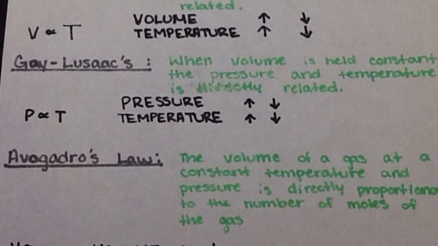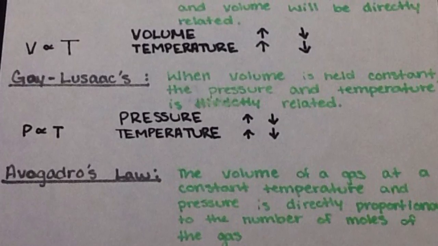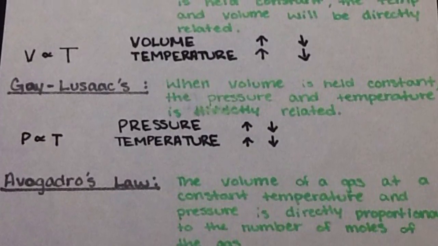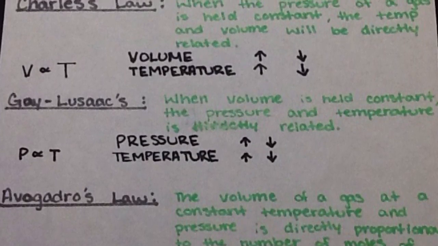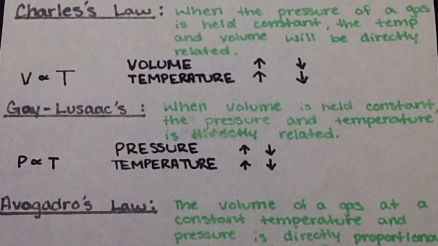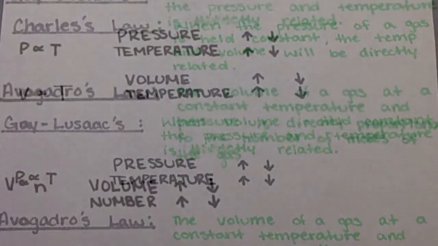Gay-Lussac's law has the same concept as Charles's law, except instead of pressure being held constant, it's volume. So in Gay-Lussac's law, when the volume is held constant, the pressure and temperature are directly related. So as pressure goes up, so will the temperature.